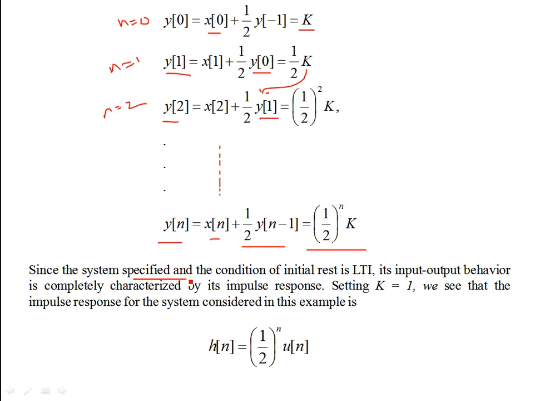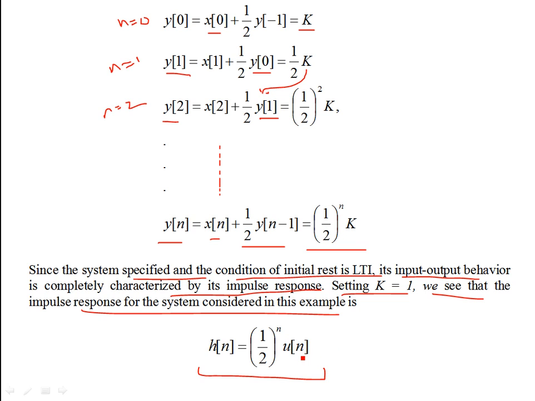Since the system specified, with the condition of initial rest, is LTI, its input-output behavior is completely characterized by its impulse response, because the forcing function is itself the delta function. Of course, we are looking for an impulse response right now. If you set k equal to 1, then you see that the impulse response of the system, considering this example, is one half to the n times u of n, and this is an infinite impulse response sequence. The length of the sequence is infinite, so we call this infinite impulse response, an infinite length impulse response sequence.